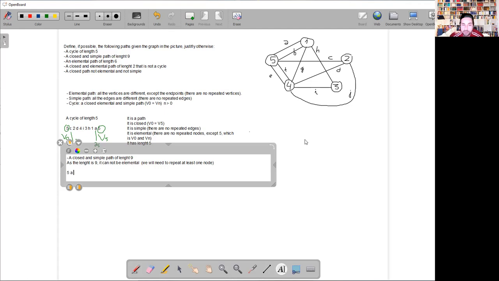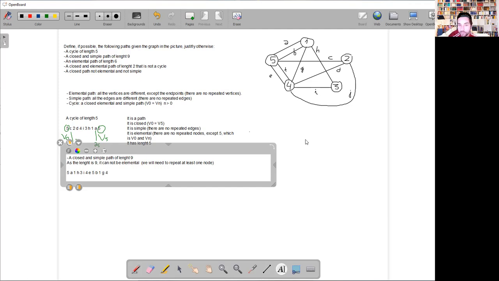We go by A to 1. We go by B to 3. We go by D to 4. We go by E to 5 again, right? Now we can repeat nodes. We go by B to 1, and we can't take A anymore, right? Because otherwise it wouldn't be simple. So we must take G, and we go to 4 again.